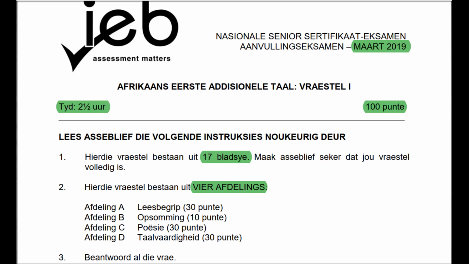So if we look at section A and section B, our comprehension and our summary passages are going to be passages that we've never seen before. So we want to spend a little bit more time on section A and section B because we need to thoroughly read through these sections. We need to make sure we understand the passages and we need to answer the questions.